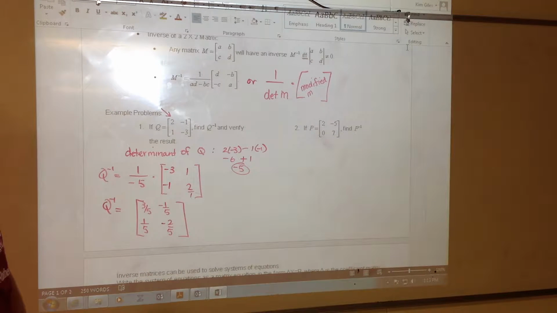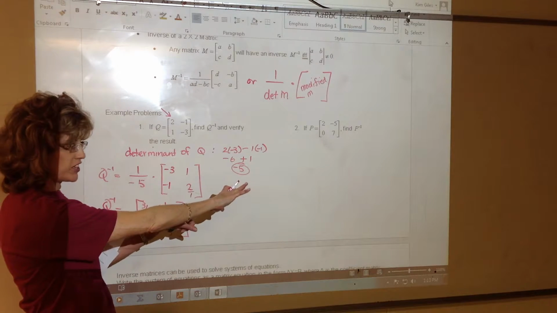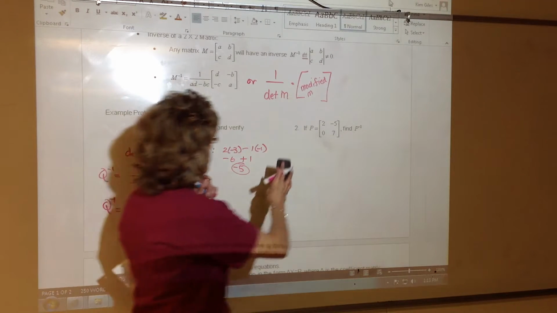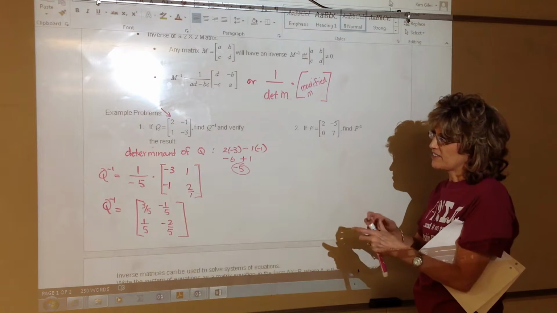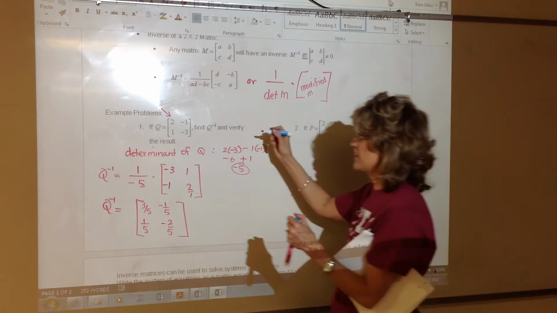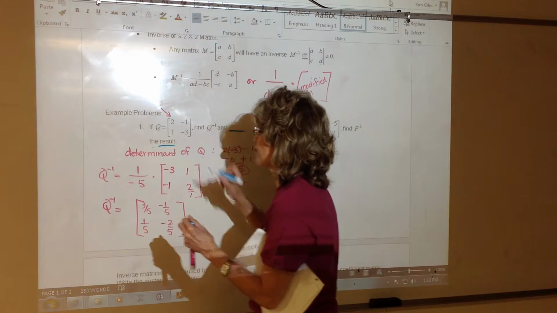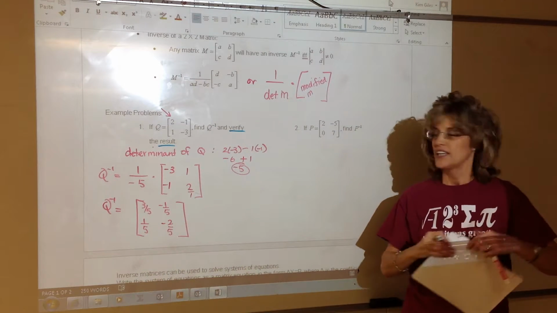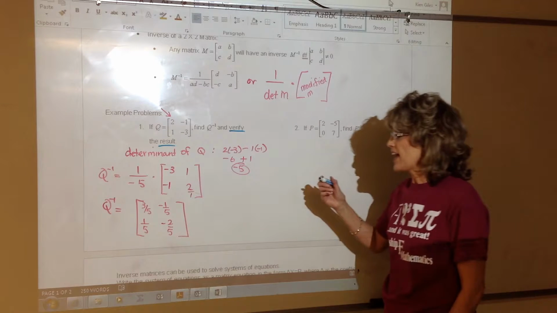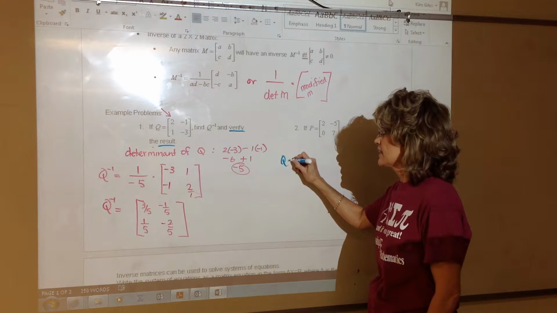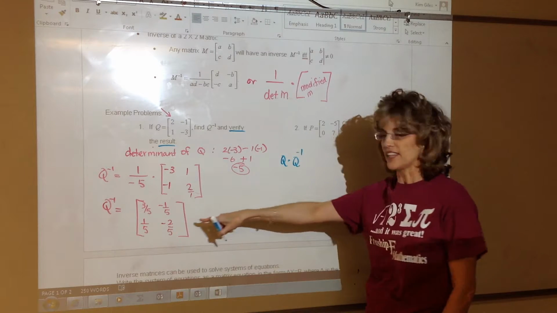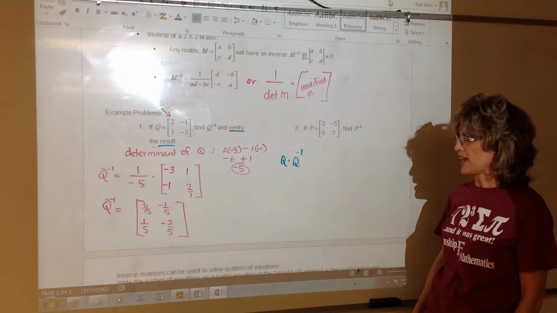Now, for the purposes of this video, so that it'll show up on the screen, I'm going to keep going over here. You probably don't want to do that because you've got another problem to work here in a minute. But when it says verify the result, prove that what you found really is the inverse, here's how you do it. You're going to have to multiply the original matrix Q times the inverse, or what we think is the inverse, to see what happens.